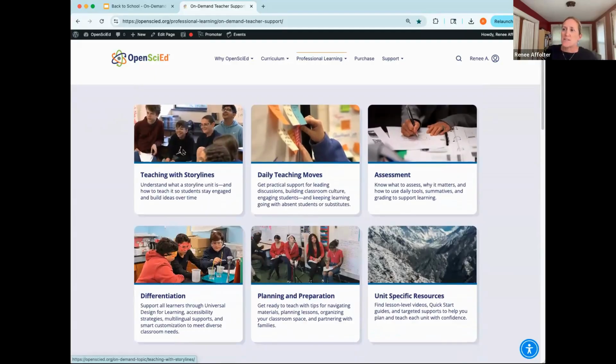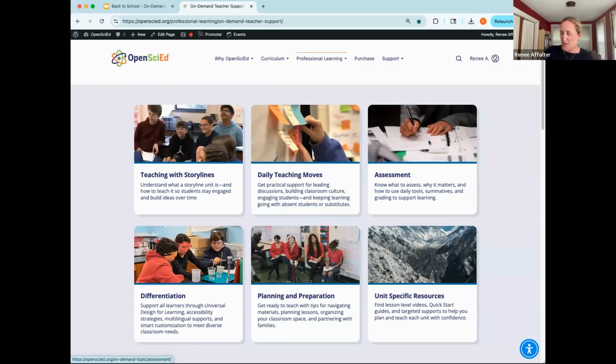So the first is the teaching with storylines. And this section helps you understand how OpenSciEd units are designed so that students stay engaged and how you can help them build ideas over time. Then we have this section called daily teaching moves, and that has strategies for things like leading discussions or supporting student thinking, building your classroom culture. That's what's going to be in daily teaching moves.